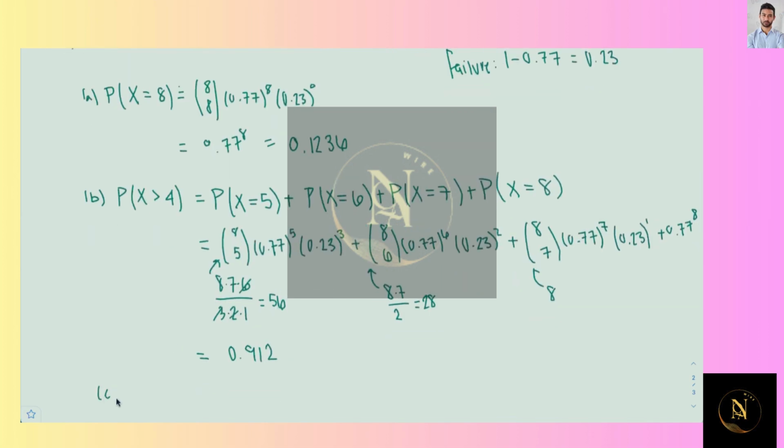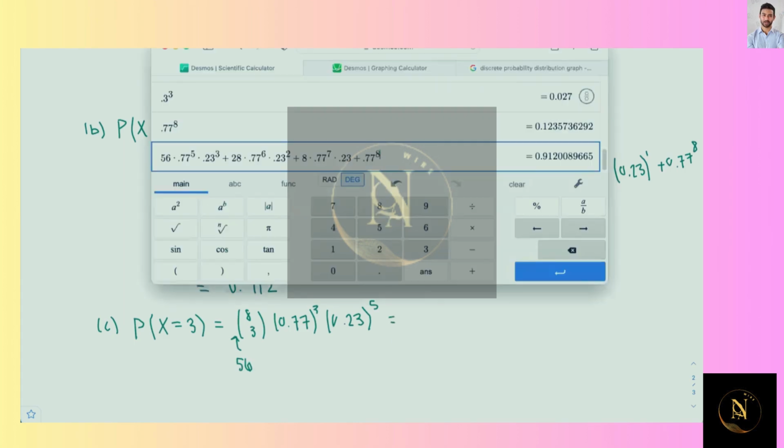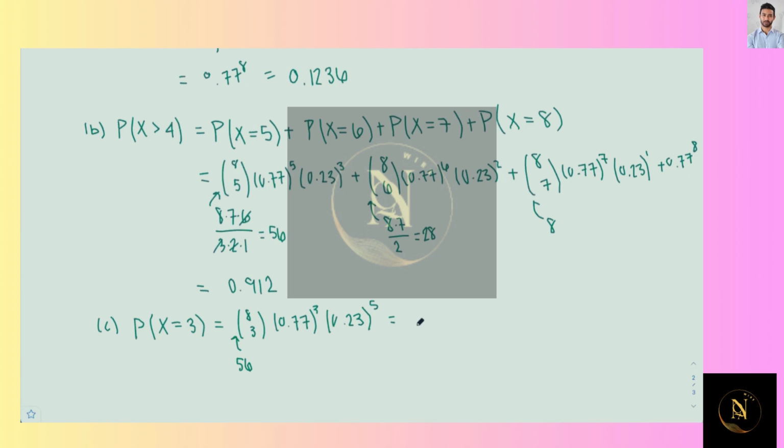Okay. C, exactly 3 drive to work alone. So what's the probability that X equals 3? That's going to be 8 choose 3. I want 0.77 success. I want 3 of them. And 0.23 failure. If there's 3 successes and 8 total, I need 5 failures. So 8 choose 3, we calculated above, is 56. We'll put this into our calculator. 56 times 0.77 cubed times 0.23 to the power 5. 0.0165.